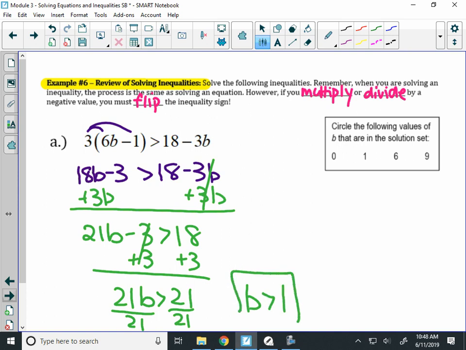Now that's the value. Now I want to know which value of b is actually in this solution set. Now think about a number line. If I had 1 here, greater than 1, remember when we made these solutions a long time ago, we would put an open dot because it was greater than, and we want all the numbers bigger than 1. So I want to see which numbers of those 4 would be greater than 1. Well, it's not 0. 0 is less than 1. 1 is equal to 1, but it's not greater than. So 6 and 9 are the only values that would be in that solution set.